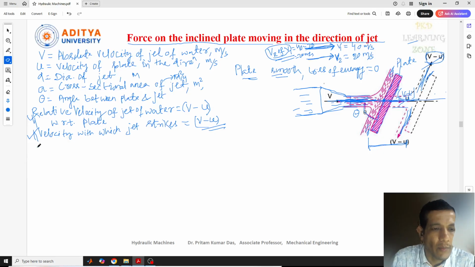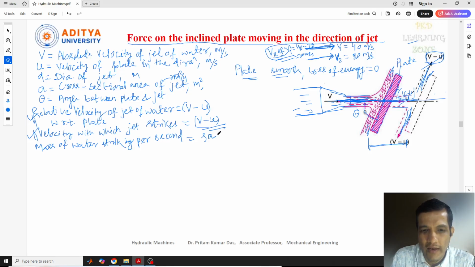Now we need to find the mass of water. The next step is the mass of water striking per second. This we have already calculated previously: the mass of water striking per second is rho a v. But what about the velocity? The velocity we have considered here is the relative velocity. So that is rho a into (v minus u).